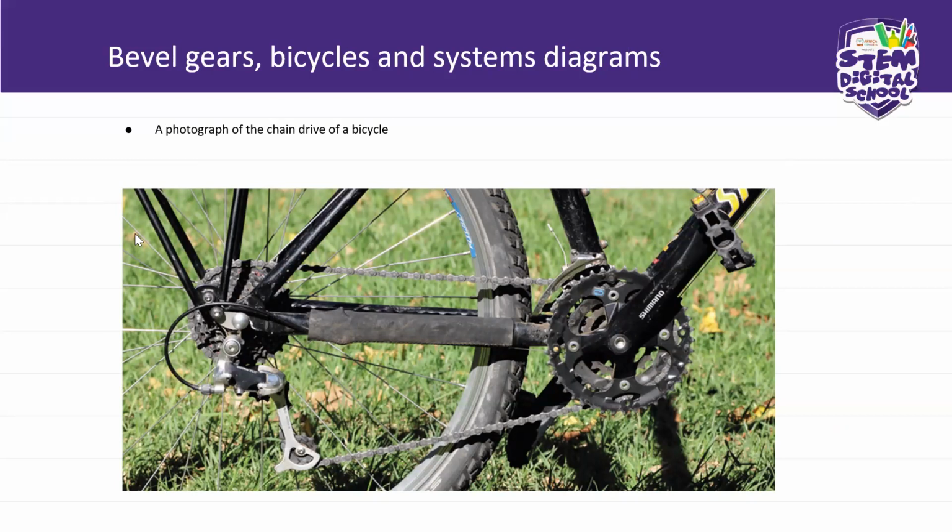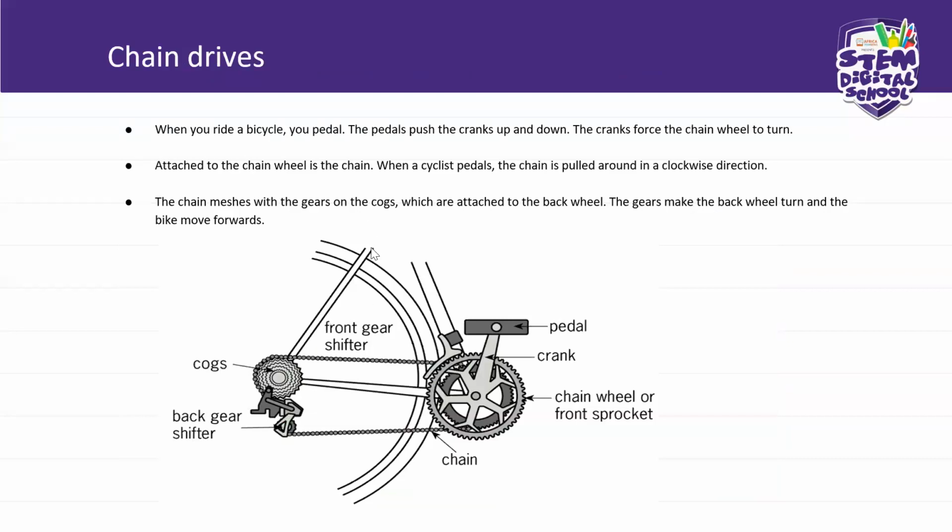Okay, now, chain drives, how do they operate? When you ride a bicycle, you pedal. The pedals push the cranks up and down. Okay, the pedal actually is a crank system. It's part of a crank system. The cranks force the chain wheel to turn.